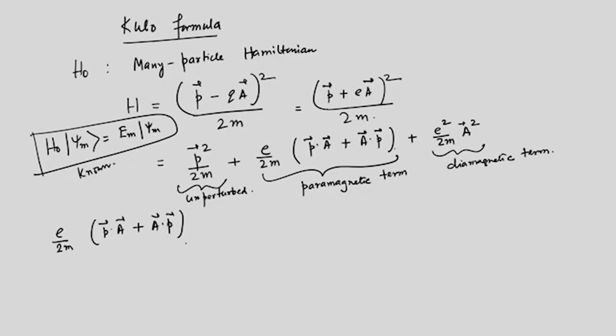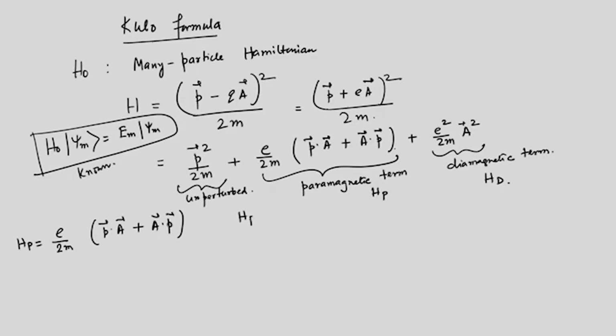And suppose we act, so this is the paramagnetic term. Let me call this HP, and let me call this HD, D for the diamagnetic and P for the paramagnetic. So, HP is like this. If I want to understand that, how do I do a simplification of this?